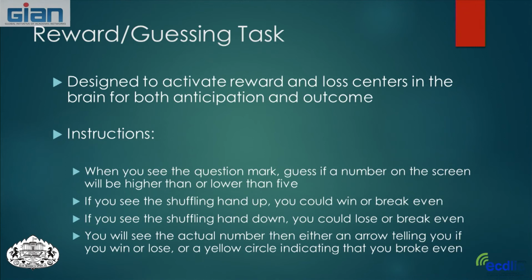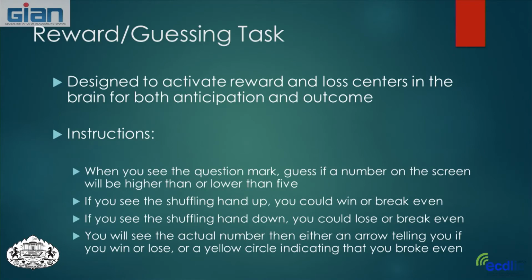Okay, so the last one I'm going to show you is the reward, or the guessing task. This one is designed to activate reward and loss centers in the brain. In this case, we do it for both anticipation and outcome. So anticipation would be they think they might win or lose, so they're waiting to see if they're going to or not. And outcome is when they actually find out if they win or lose. So when we first started doing this task, we used monetary amounts.